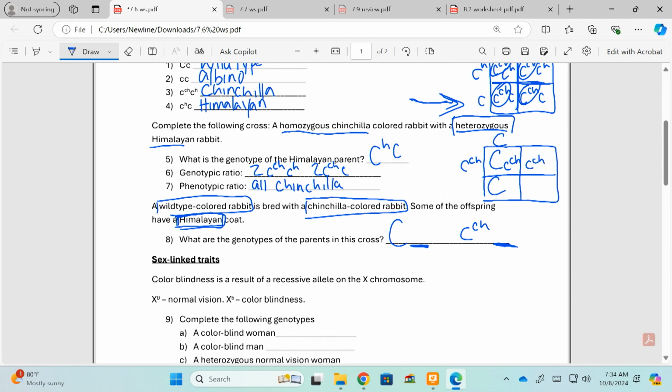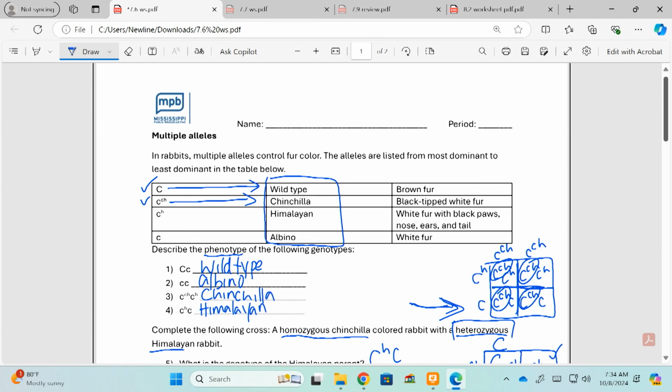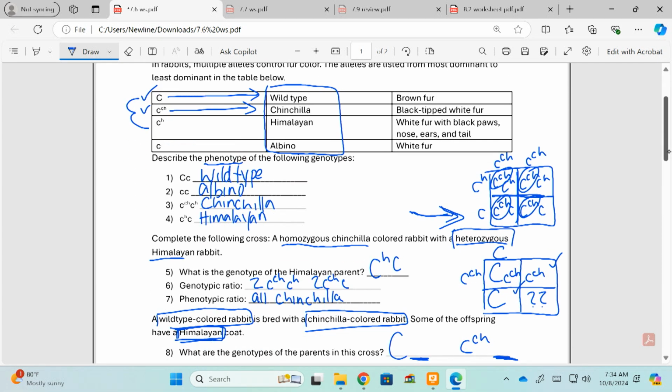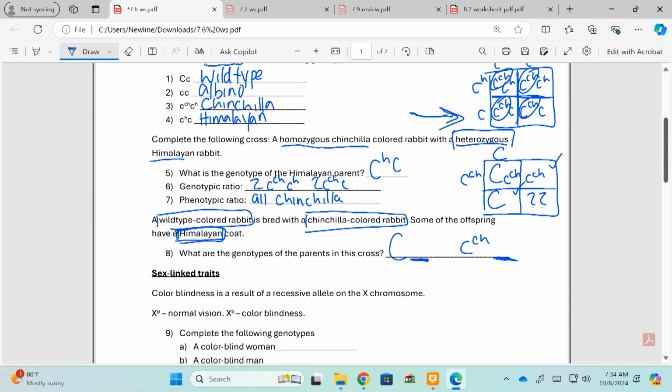Okay, and it's saying that some have a Himalayan coat. So that means we need to figure out what goes into this box that could be Himalayan, because these two are not going to produce Himalayan rabbits. Because if you look right here, Himalayan is more recessive than those two, right? So if you come down here and look again, this is the wild type, this is the chinchilla. Well, that means that none of these three can produce a Himalayan rabbit. But this box might, depending on what the genotypes of the parents are.